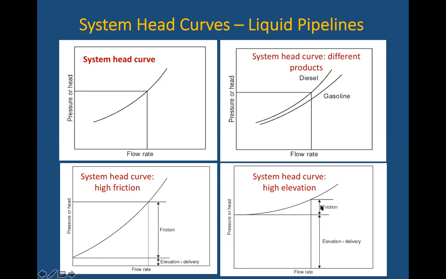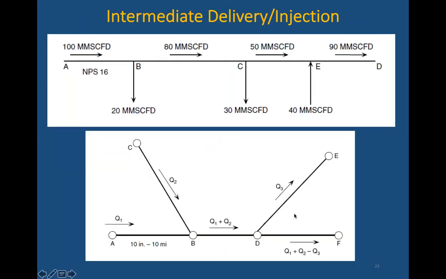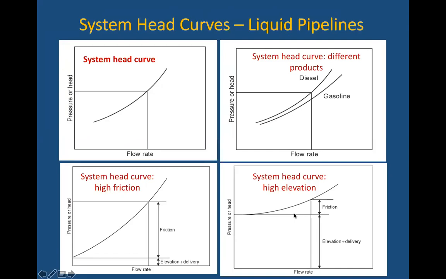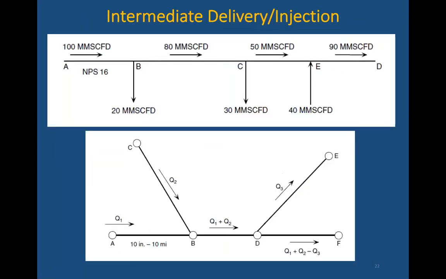One example is also given in the Sasinian book, and I am also teaching this from the Sasinian, so you can get information from this book. The next thing is, suppose we have a pipeline A to B to D to F, and now we have a sudden injection and a delivery at intermediate points. Here there's an example: A to B, B to C, C to E and G.